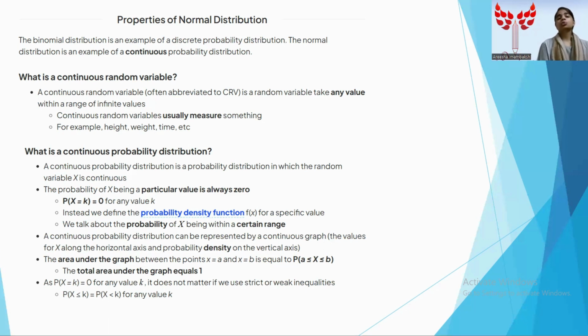Also, one more thing you need to know: in a continuous distribution, the probability of x less than or equal to k and the probability of x less than k are the same thing. In binomial, it was different, right? You either add that probability as well or you don't. But for this, it is the same.